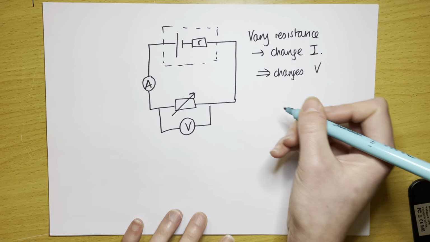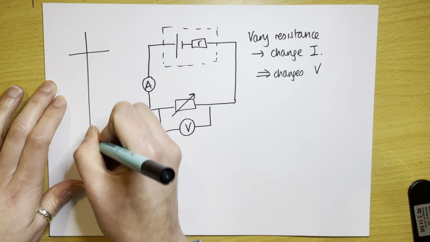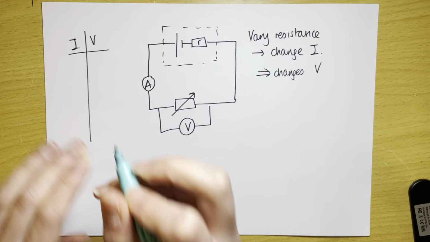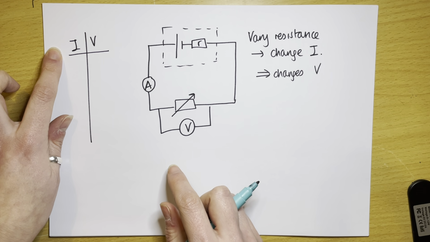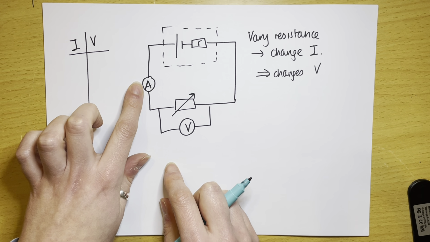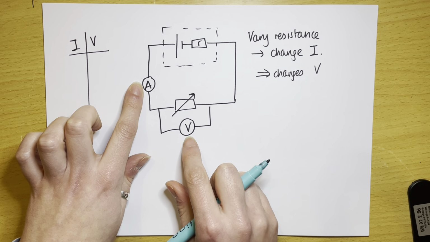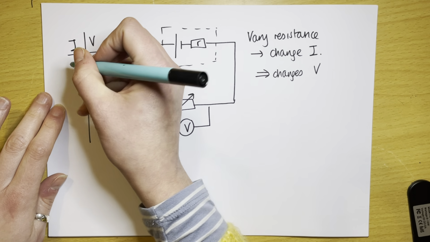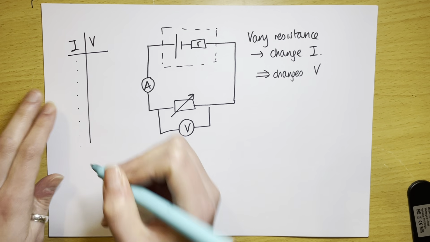So I draw a table of I and V. I vary I by varying the resistance. I measure the current on the ammeter, and the voltmeter reading for the voltage, and I get lots and lots of readings, at least 10 or 12 readings.